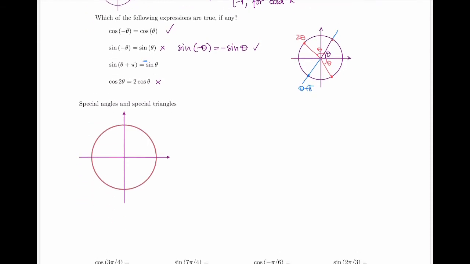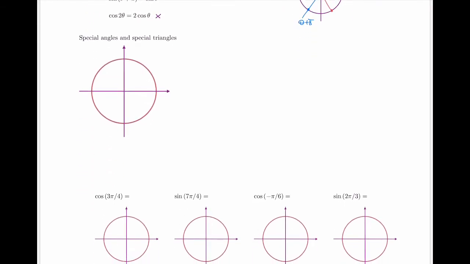Next up, we're going to talk about special angles and special triangles. We've seen on the previous page that there are some angles that are simply more used than others. Angles like 30, 45, and 60 degrees. Let's start with the angle of 45 degrees. It's the nicest one. It's exactly halfway in between each quadrant.